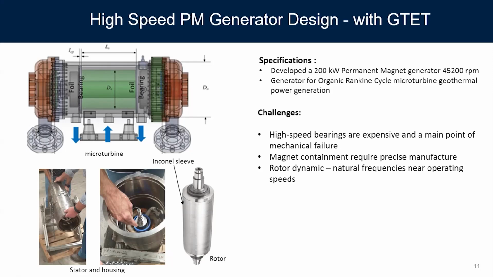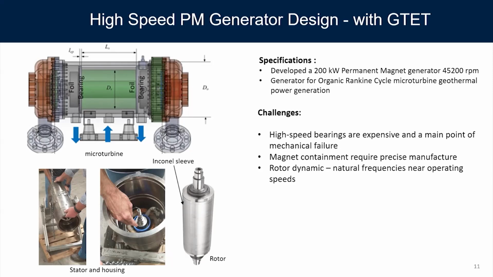Most of the bearings are called foil bearings. They run on a layer of air, and you don't have grease or anything. It's running on a layer of air that spins around the foil. So it's a really complicated technology for the bearings, and that adds cost to the generator.